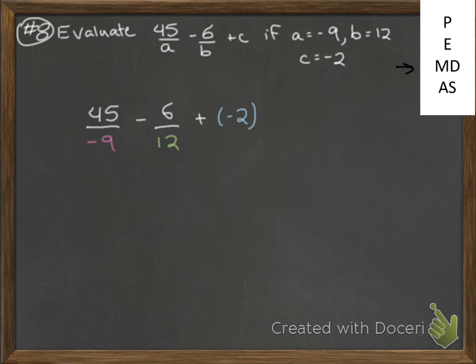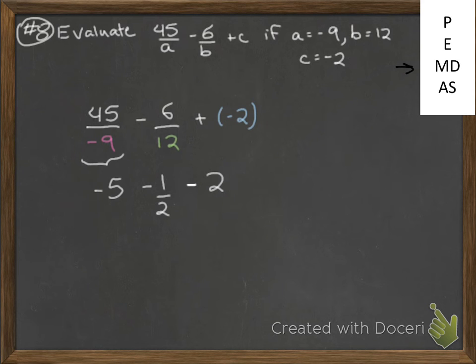So 45 over negative 9, we can just probably type that in our calculator or realize that it gives us negative 5. Now, what I was talking about when I said the order of operations is a little bit up to you is because we are going to end up with a fraction, right? So negative 6 over 12 reduces to negative 1/2. And then plus negative 2 becomes minus 2. And this is what I meant. This is where it gets a little bit tricky.